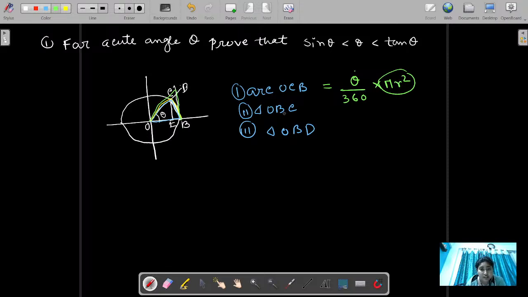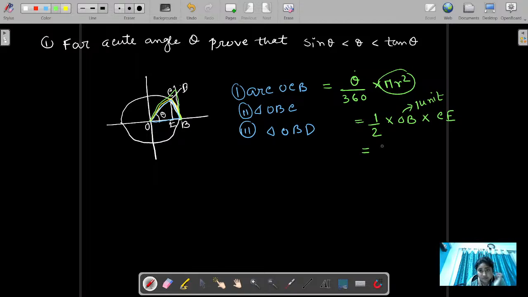Now OBC. What is the area of OBC? See the triangle OBC. So half into base into height. Half into base means OB, and OB is the radius. So OB is 1 unit, because I have drawn a unit circle. And the perpendicular is CE. Now what is CE?